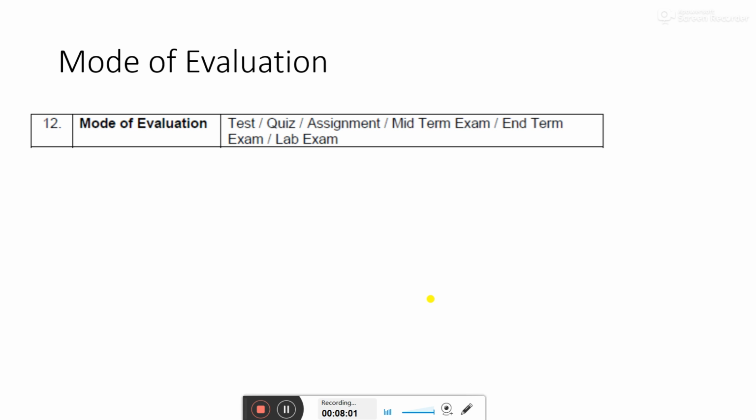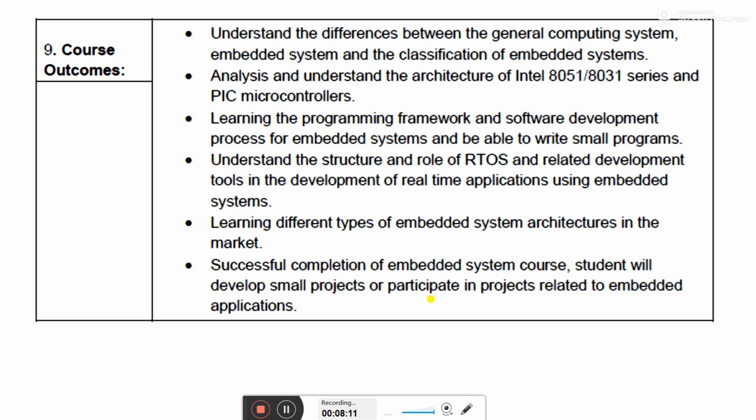The mode of evaluation of your syllabus will be on the basis of tests, quizzes, assignments, midterm exam and end term exams. So this is all about the mode of evaluation. In the course outcomes, the first is understanding the difference between a general computing system and an embedded system, and the classification of embedded systems. The next is to analyze and understand the architecture of the 8051 series and PIC microcontroller. After understanding the microcontroller architectures, you can design microcontroller based applications.